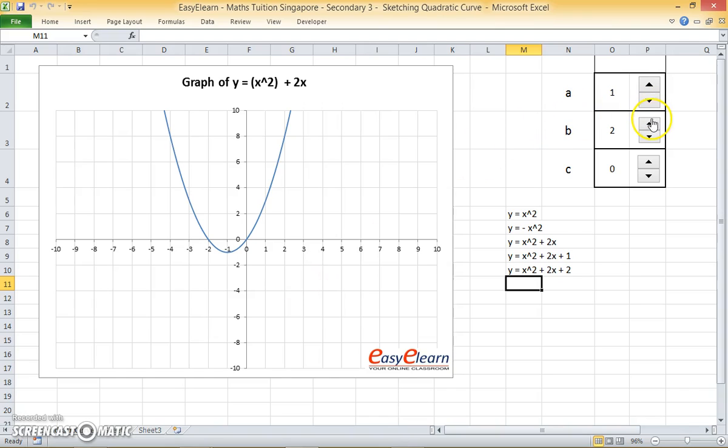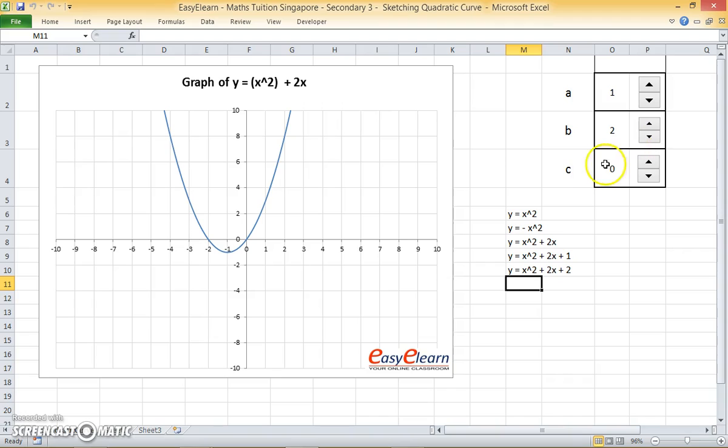Now, for example, if I increase b to 3, see what happens. The roots become minus 3 and 0. Then 4: minus 4 and 0. Now let me bring it back to 2 now. So the roots are minus 2 and 0.